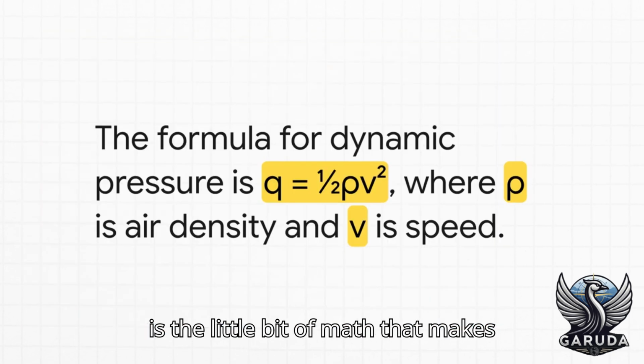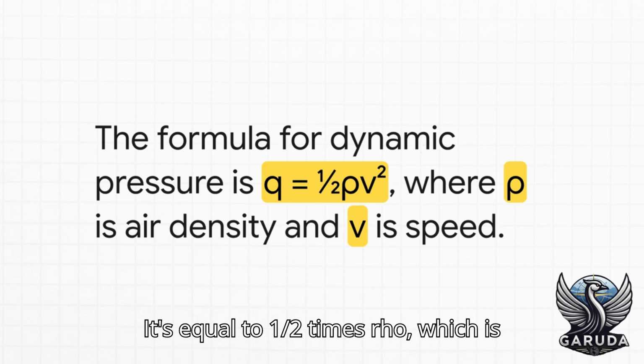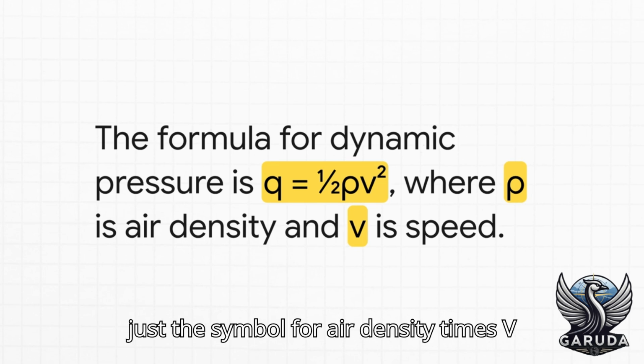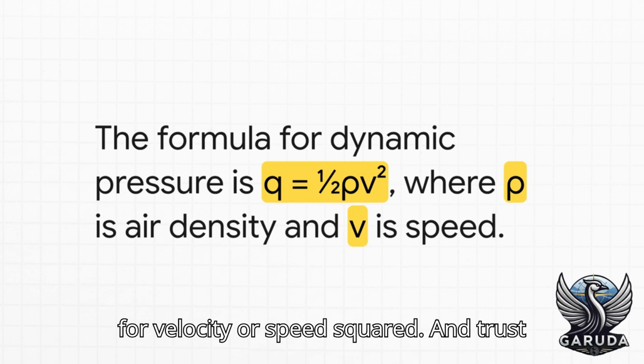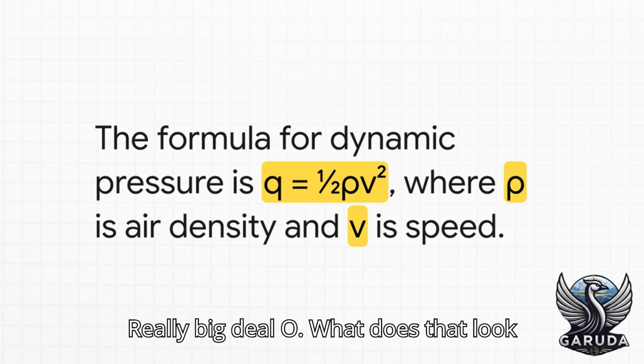And this is the little bit of math that makes it all work. Q is our dynamic pressure. It's equal to 1/2 times rho, which is just the symbol for air density, times v for velocity or speed, squared. And trust me, that little squared part is a really, really big deal.